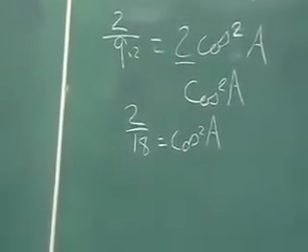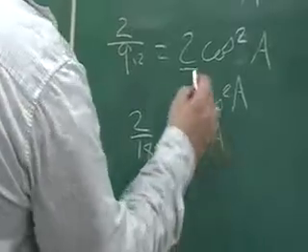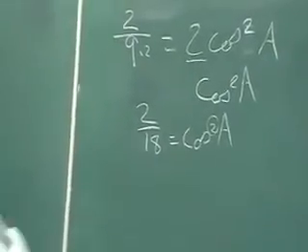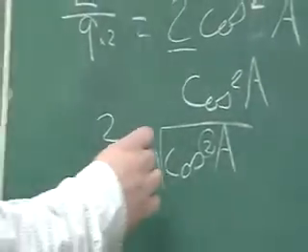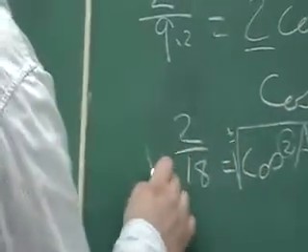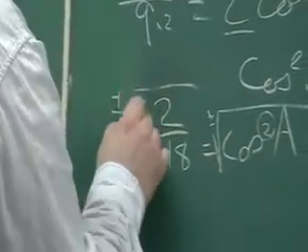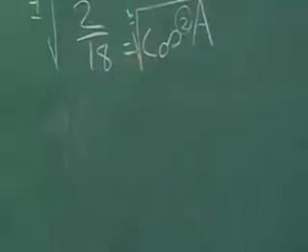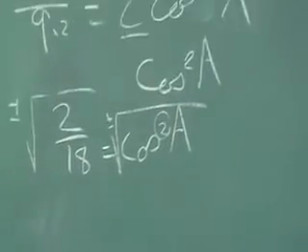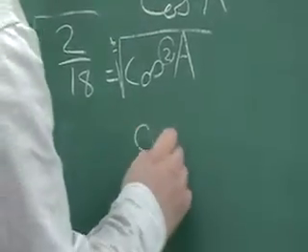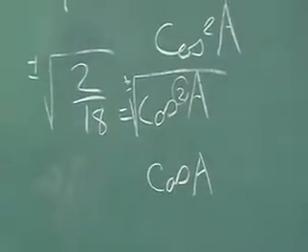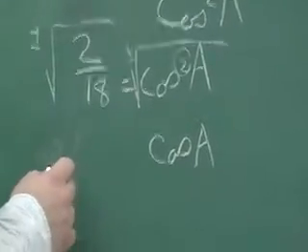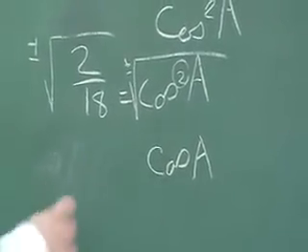Now, one more thing to get rid of. I want to get rid of the square here. The best way to get rid of the square is to do the square root. But if you're doing the square root on one side, you do the square root on the other side. So the square root of cos squared A is going to be cos A, and the square root of 2 over 18.